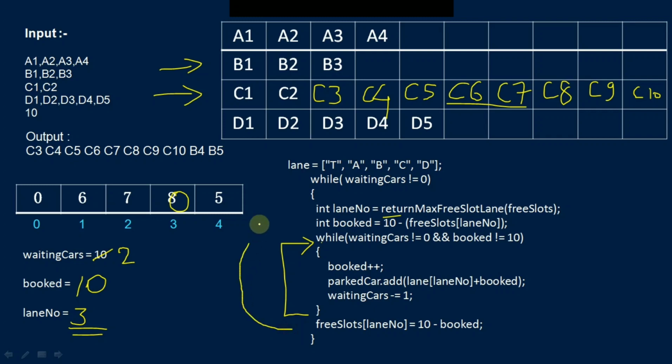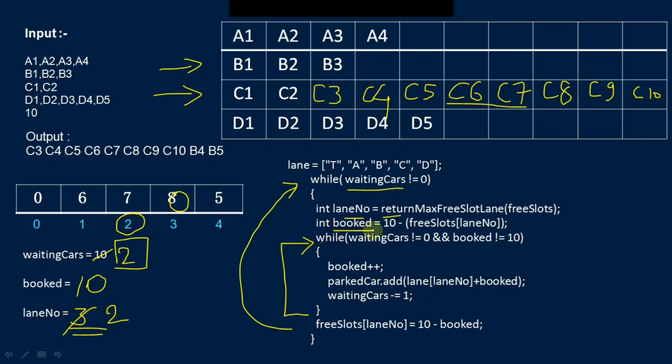Now from here we will go up again, and the while loop will iterate a second time, and it will check while waiting cars not equal to 0. We have two waiting cars, which is not equal to 0. Again we will check int lane number equal to return max free slots lane. This time it will return 2, because lane B has the maximum free slots. So lane number will hold 2 now.